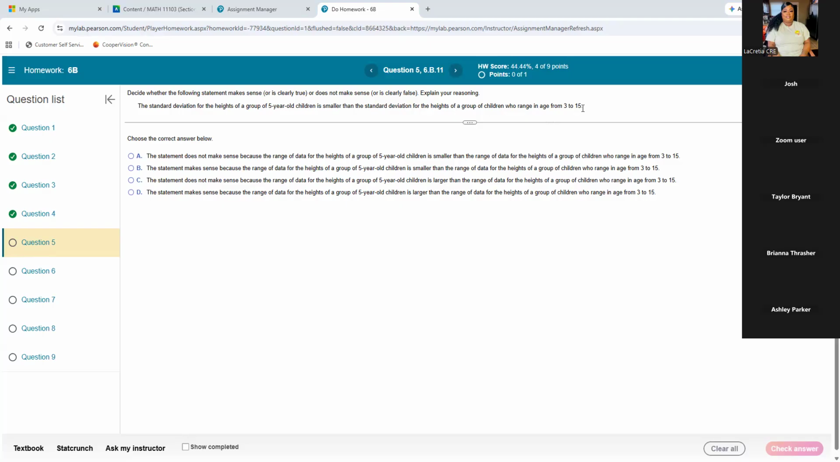Some might be a little taller, some might be a little shorter, but you're going to have smaller deviation in the 5-year-olds than you would in the older group, okay? So, y'all, that should be true, right?